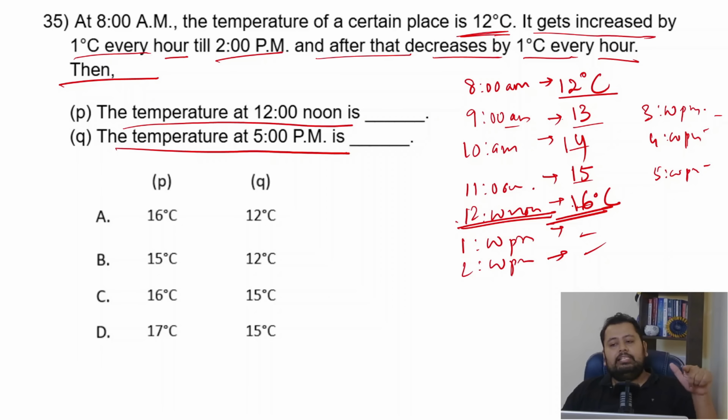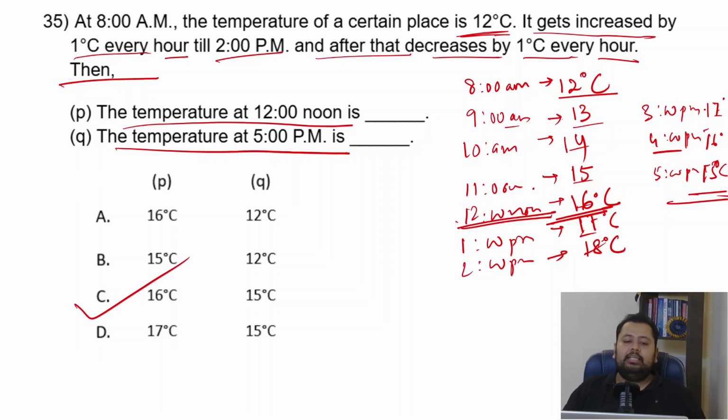Then it keeps increasing till 2 p.m. So sorry, it will be 17 at 1 o'clock. It will be 18 at 2 p.m. Then it starts decreasing from 3 p.m. It will become 17 degrees centigrade. At 4 p.m., it will become 16 degrees centigrade. And at 5 p.m., it will become 15 degrees centigrade.